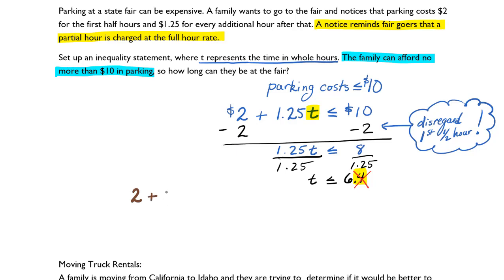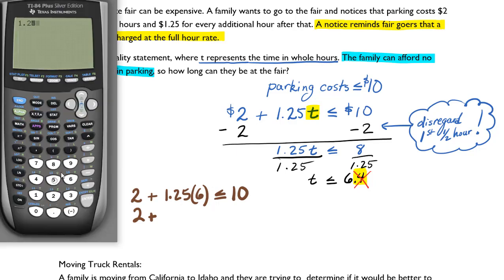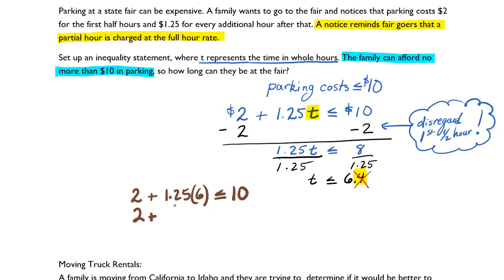2 plus 1.25 times 6 should be less than or equal to $10. And so I can double check that 2 plus 1.25 times 6 will give me 7.5. And hopefully that is still less than or equal to 10. 7.5 plus 2 is 9.5. And that is indeed less than or equal to 10.